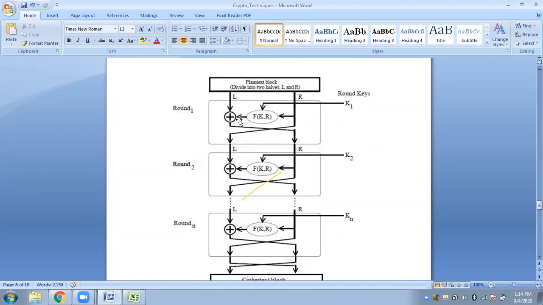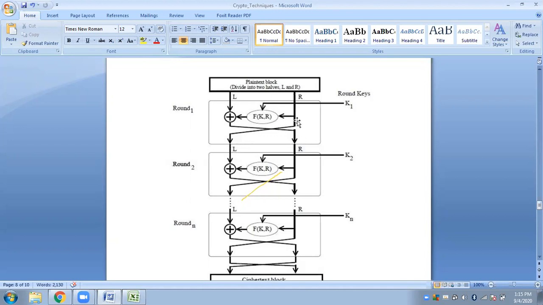You get a result. Now that result will be XORed with the left part of the message, and then again you get one new result. Now this newly obtained message we will swap. For the next round, the result obtained from the left side will be shifted to the right side, and the original right side message will be shifted to the left side. So we have done a swapping here, if you can see.